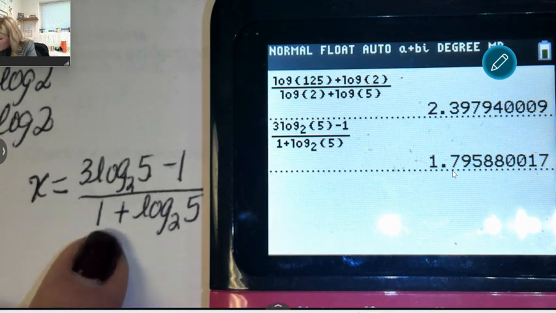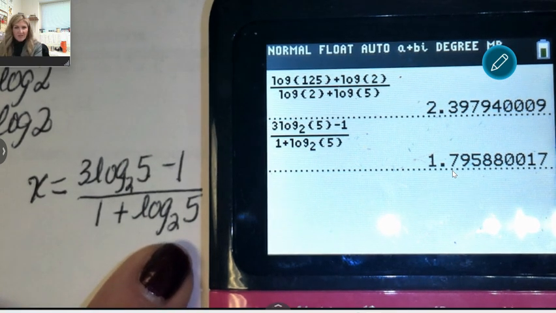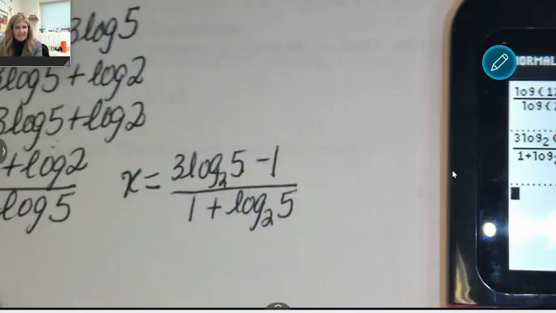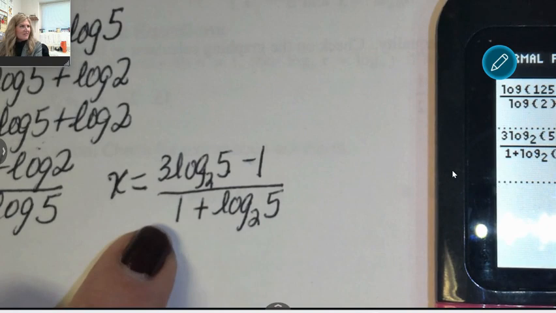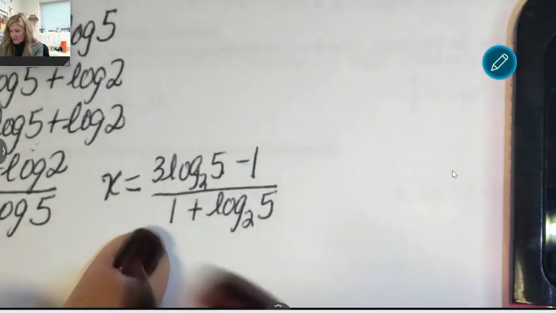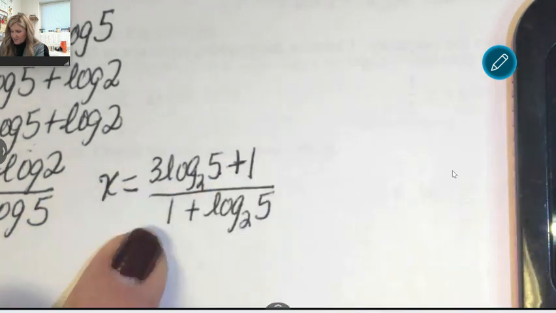Uh-oh. Those are not equivalent. Did anybody get an answer a little bit different than this? What did you get? You say the one on the top is positive.